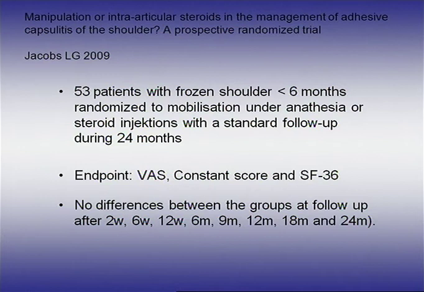Jacobs et al. had 53 patients with frozen shoulder for less than 6 months, and they randomized these into mobilization under anesthesia or just steroid injection. At the end point, they checked the VAS scale, constant score, and SF36, and they found no significant difference between the groups when they had regular controls between 2 weeks and 24 months.